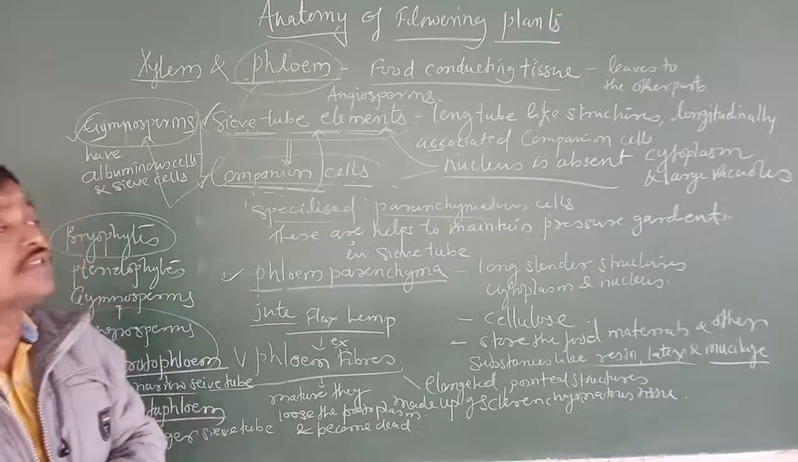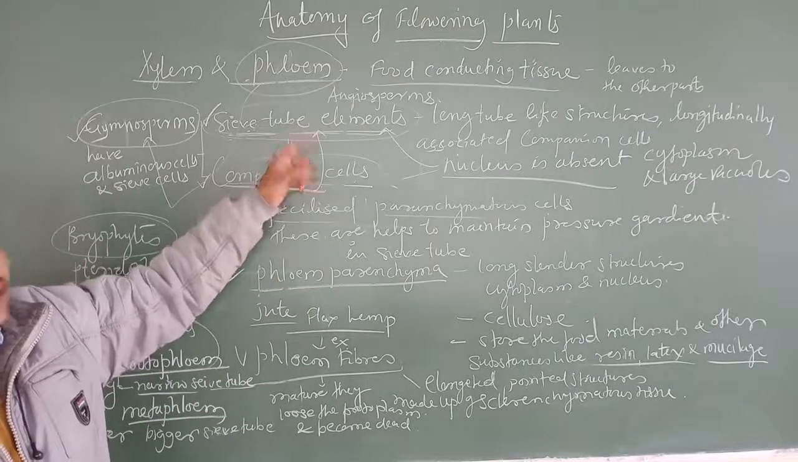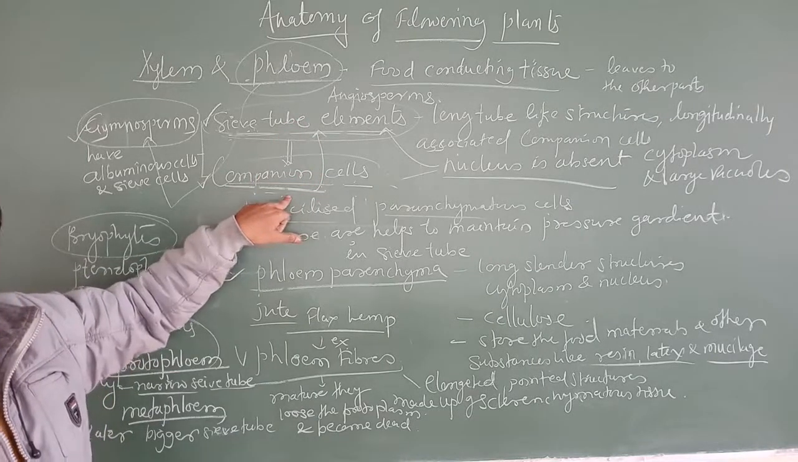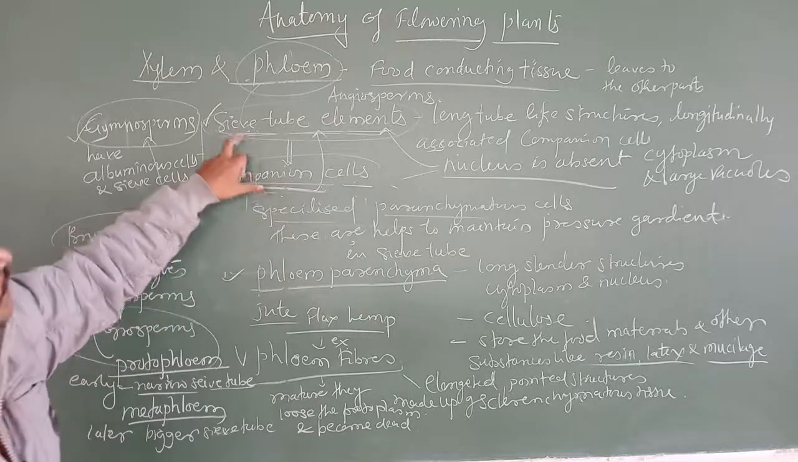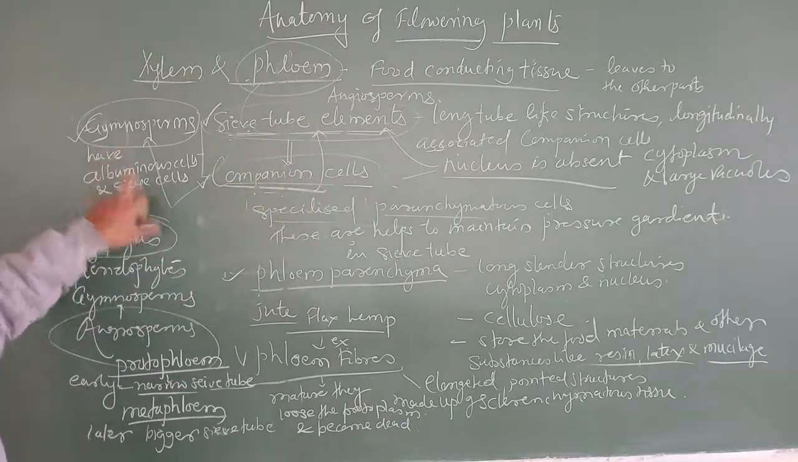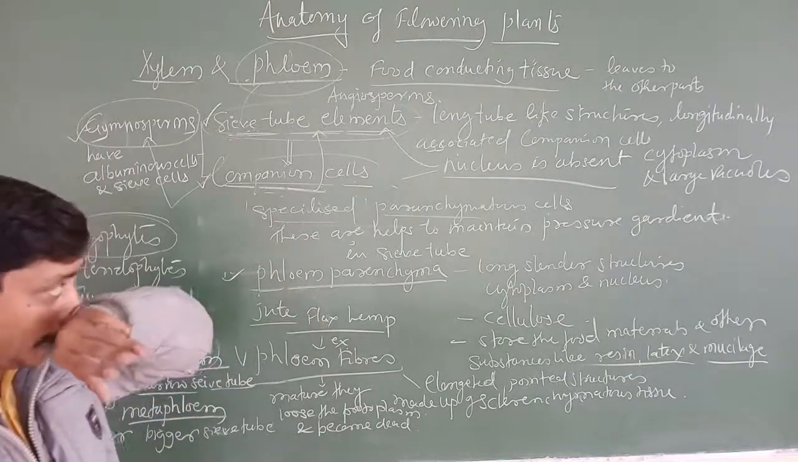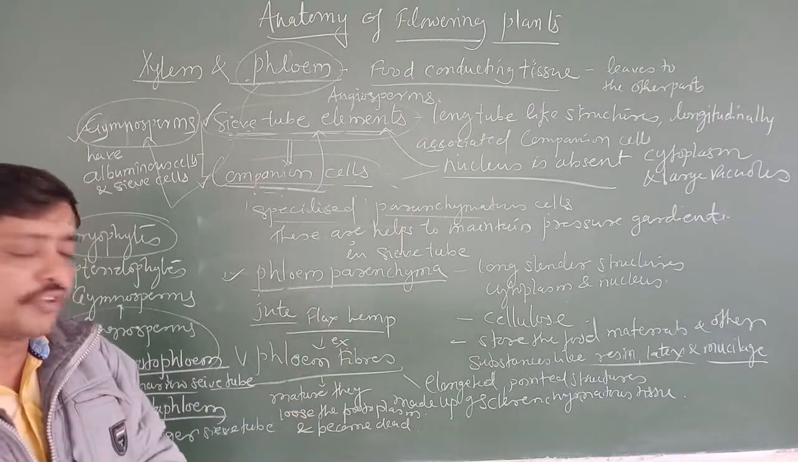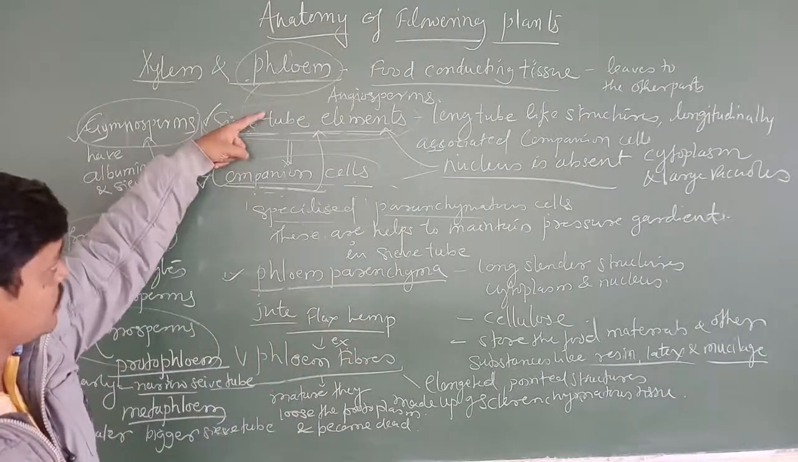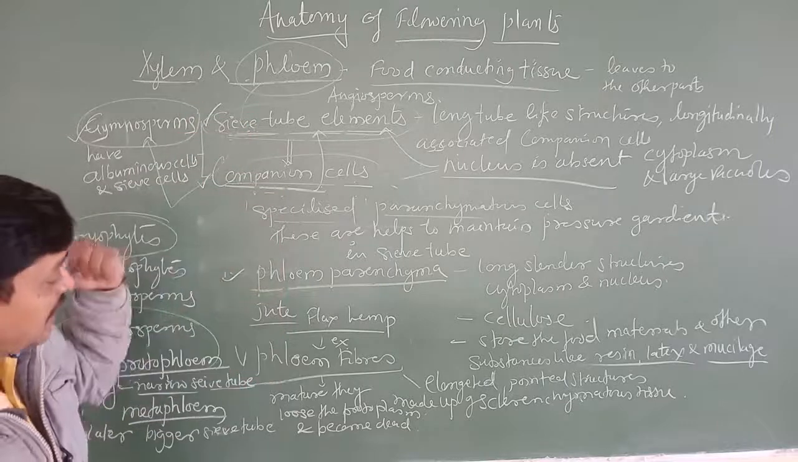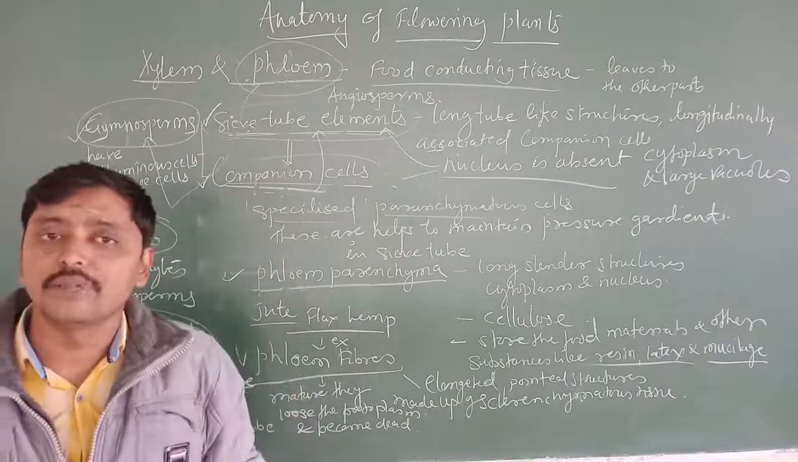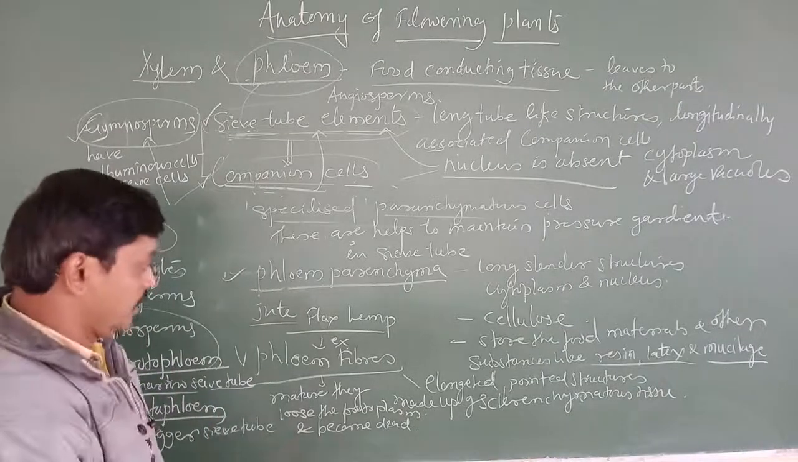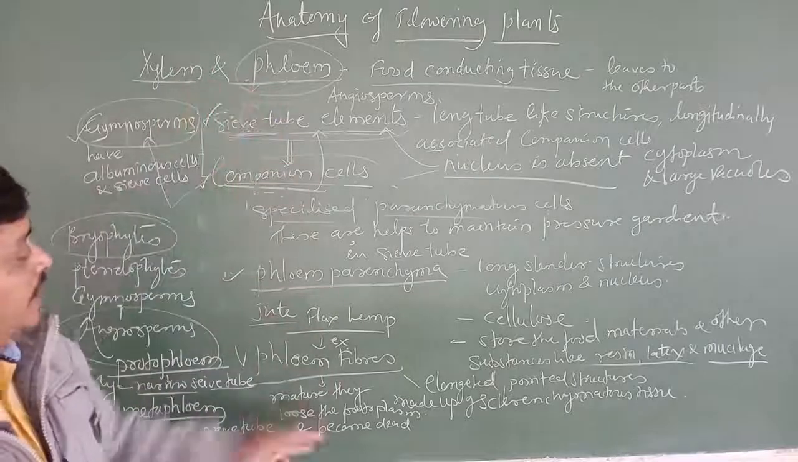The important thing is, sieve elements lack a nucleus, in the sense that we are not going to find any nucleus. So the functions of the sieve elements are controlled by the nucleus of the companion cell. This is very important. And sieve elements and companion cells are absent in gymnosperms. Jute, flax and hemp are examples of phloem fibers. Among these 4 components, phloem fibers are the dead component, because at maturity they lose their protoplasm and become dead. This is about the components of the phloem.